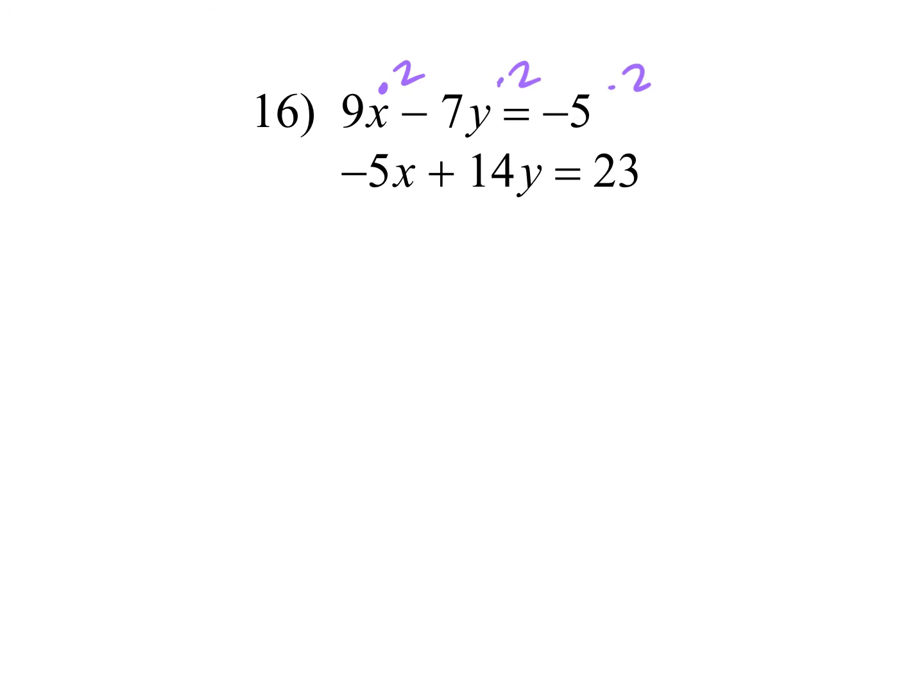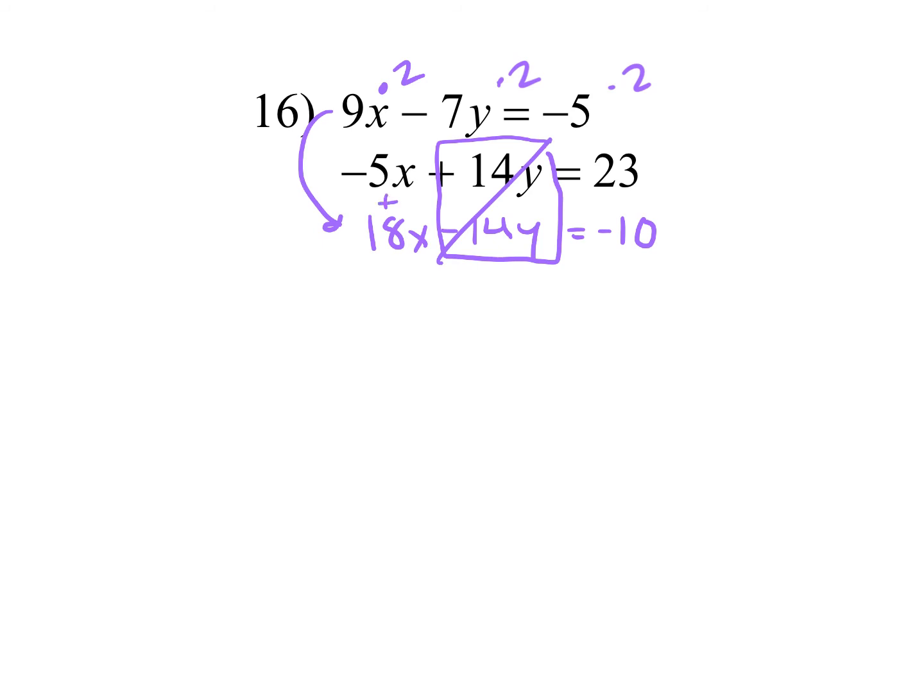So what's 9x times 2? 18x. What's negative 7y times 2? Negative 14y. And then negative 5 times 2? Negative 10. Now do I have something here that'll cancel? The 14y. So I have a positive 14y and a negative 14y, so they cancel out. So now I'm just going to add all my like terms together.